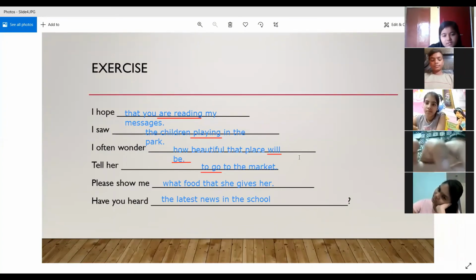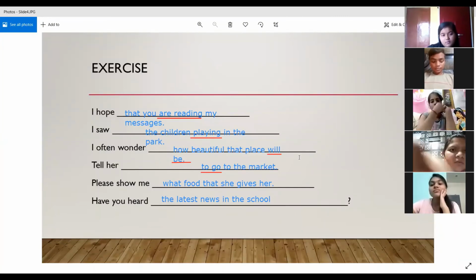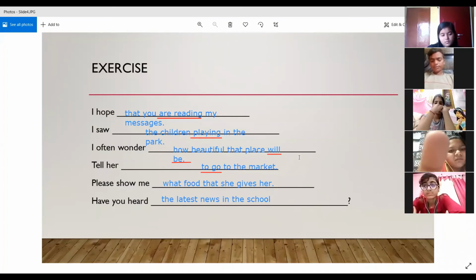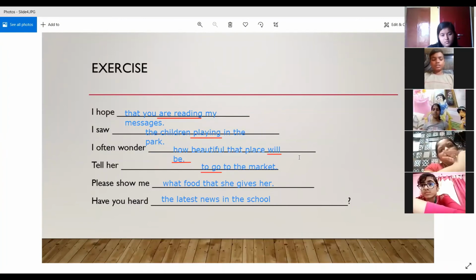Sir, because this one is a phrase and there is no verb present. Yes, this is acting as a phrase actually. Okay, Vivek, got it? No verb is present. It is acting as a noun. You are right in that regard. But since no verb is present over here, it is acting as a noun phrase and not as a noun clause. Some verb should be there, because nothing present in the words the latest news in the school is a verb.